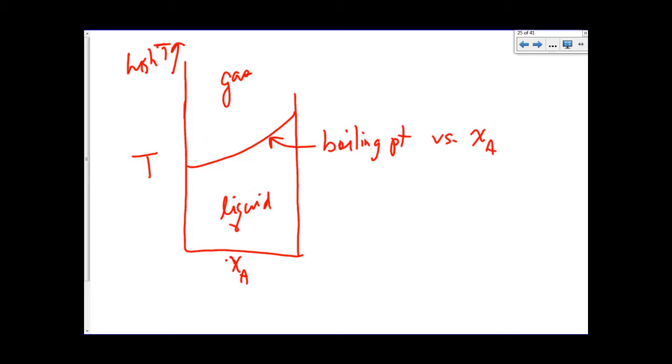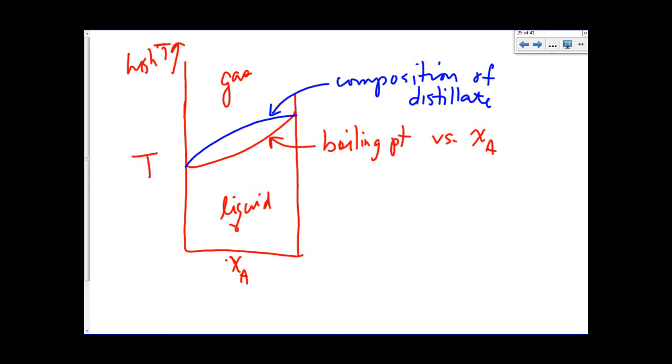This is going to be versus the mole fraction of A. And the upper part of the curve would be the composition of the distillate. So for example, if I have a mixture where the mole fraction of A is given by this much, then that mixture is going to boil at this temperature right here. I have to draw a horizontal line here. And at that temperature, when it boils, the composition of the distillate would have to be this one right here. So this is y sub A, and this is x sub A of the original mixture. So that's how you'd interpret that.